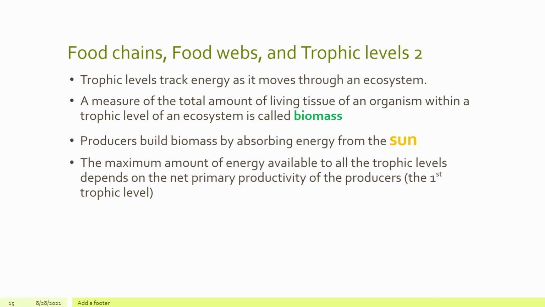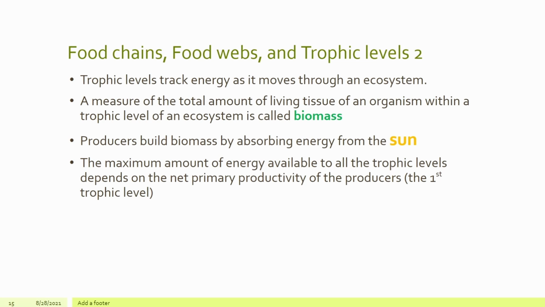So when we think about trophic levels, we want to track energy as it moves through an ecosystem. Getting the most energy from the sun would be the producers, which take that sunlight or light energy and convert it into chemical energy. So we want to take a measure of the total amount of living tissue of an organism within a trophic level, and to do that, we use a measurement we call biomass. And producers, because they are the closest to the sun's energy and absorb it directly, build biomass by absorbing that sunlight energy, processing it, and using it to make their own sugar or energy molecules.